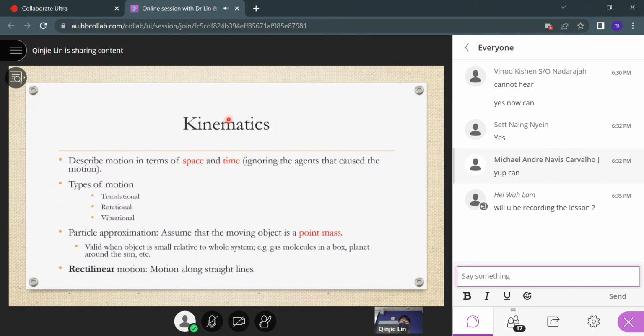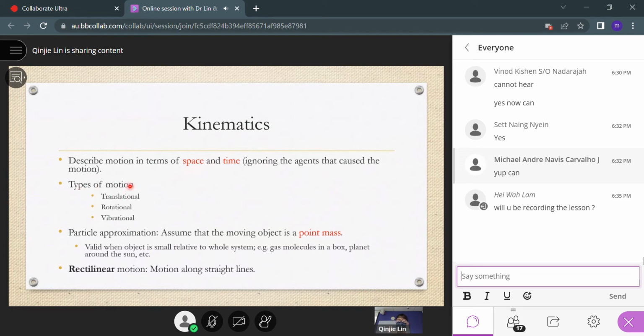Okay, so kinematics describes motion in terms of space and time. That means in kinematics, we are concerned about how something moves, how a particle moves. What is the speed, what is the acceleration, how it moves. And at this point, we are ignoring the thing that causes it to move. The thing that causes it to move, we call forces. You push it, then it will have a motion. Now in kinematics, we are focused on the motion part only. Later, then we talk about the force.